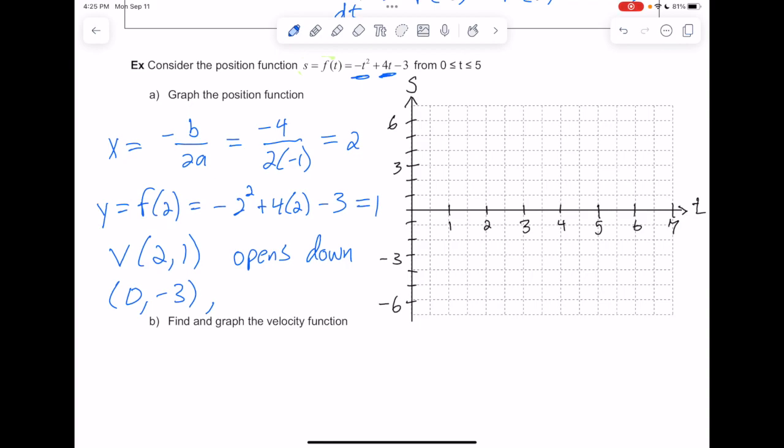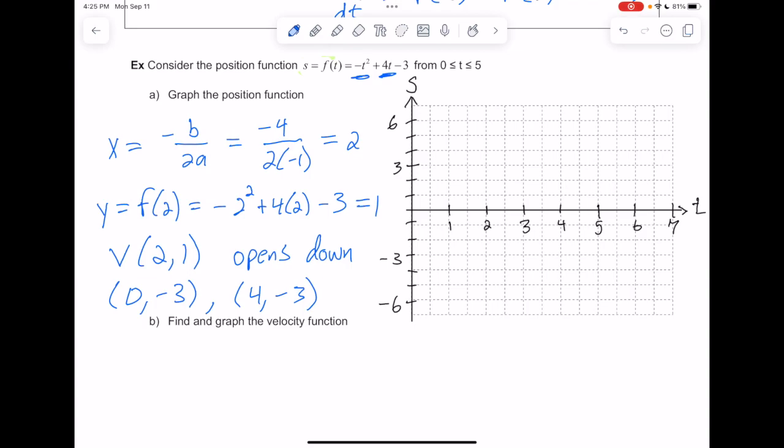So if our y-intercept is a nice point and happened 2 units before the vertex, then another nice point should happen 2 units after the vertex at 4, and it should be symmetric, so it should be the same height, which would be negative 3. And you can plug in and verify that.